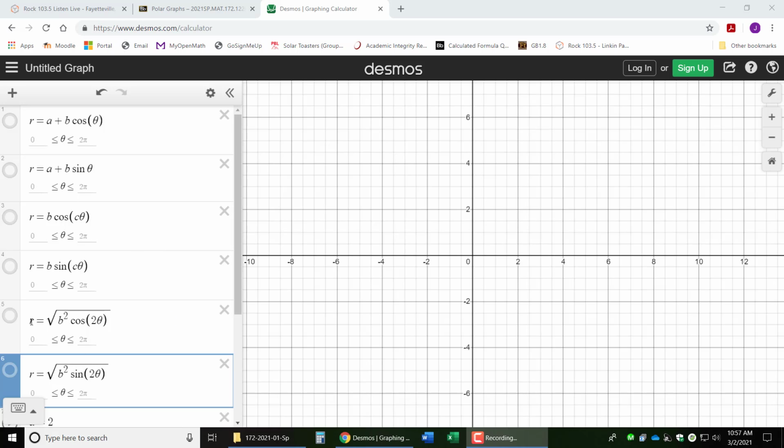Now, this is really r squared equals b squared cosine 2 theta. Desmos doesn't let me do r squared, so I had to do the square root. So one of them is just plain theta. One of them, the multiplier or coefficient of theta will change. And then one of them is always 2 theta, and it's the one that's squared.